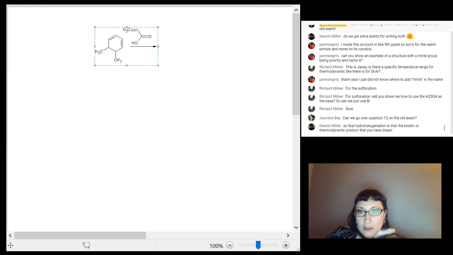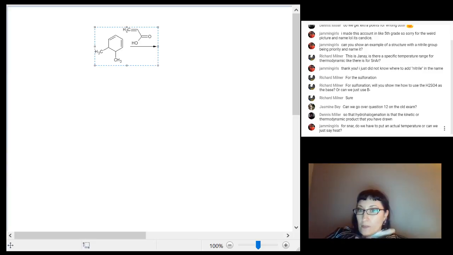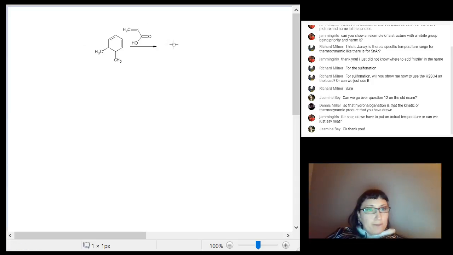Dennis, the halide is a kinetic or thermodynamic? Well, you tell me. What do you think? Thermodynamic is the one that you'll get resonance to form the more stable product, whereas kinetic is the one that will form the fastest reaction and doesn't undergo the resonance. So for SNAr you can put heat, that's fine. Or you can put like 350 degrees or 300 degrees, whatever you want.